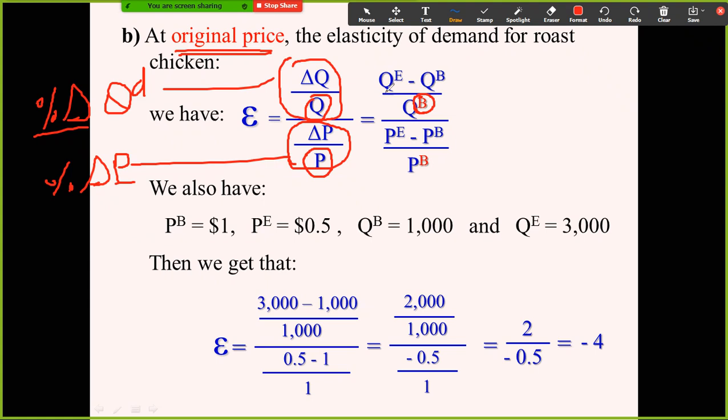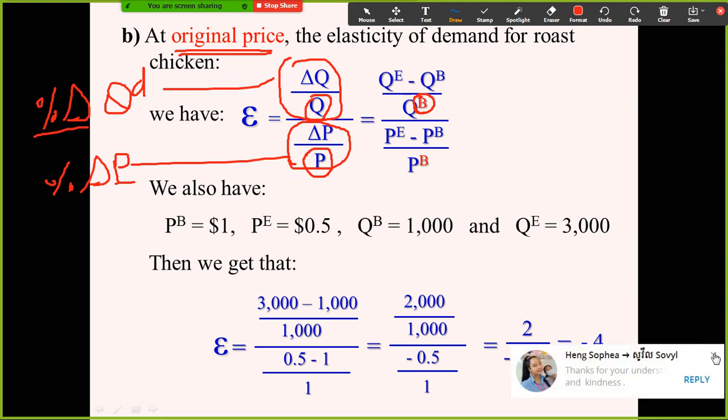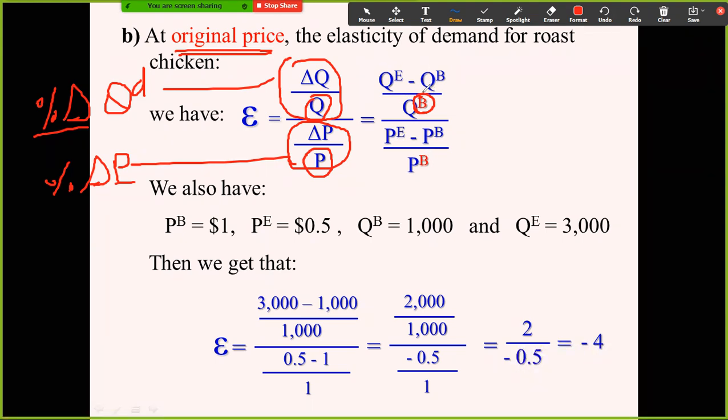Up here divided by beginning, for price also divided by beginning. Okay, also divided by beginning. That's why at the original price you need to divide by Q beginning, and down here also divided by price beginning. Okay, this is our original price.